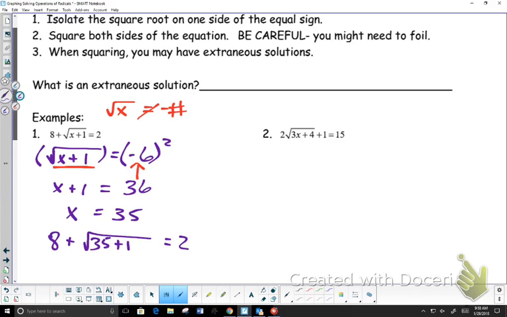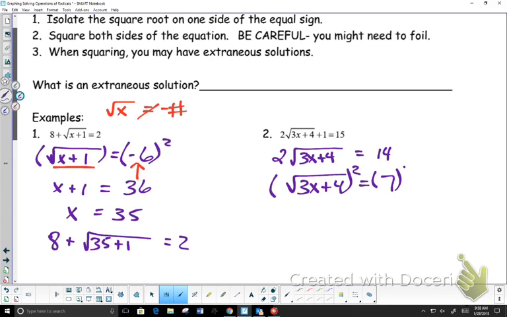Then number 2, first step would be to subtract 1. So I get 2 times the radical 3x plus 4 equals 14. Next step would be divide by 2, because remember, the first thing you want to do is isolate your radical. Okay? This is a square root equals a positive number, so this is a possible scenario. So now at this point, we would square both sides. That would allow me to get 3x plus 4 equals 49.